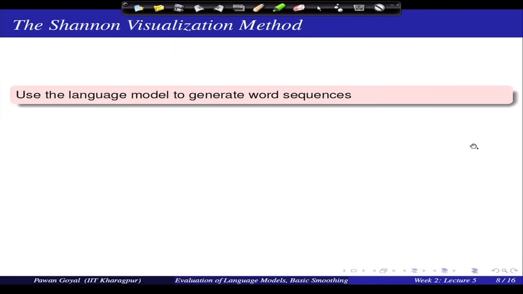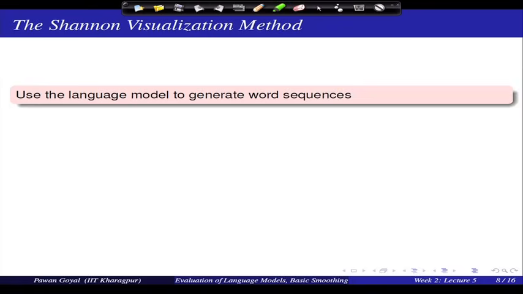Now, once we have built a language model, we can also use it for other tasks. One very interesting task is called Shannon visualization method. That is, can I use this language model to visualize or generate sentences? If you have read the original paper of Shannon on the mathematical information theory, there he uses this method to generate various sequences of words. So what is the idea? Suppose I have learned a language model, can I use that to generate various sequences of words or sentences?